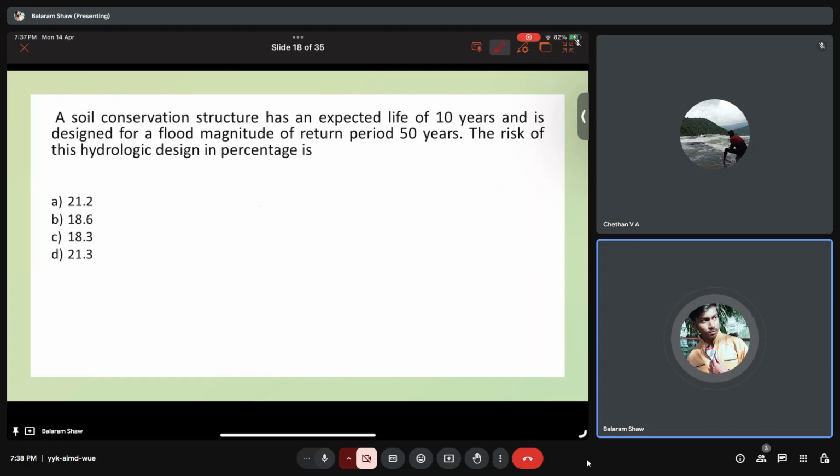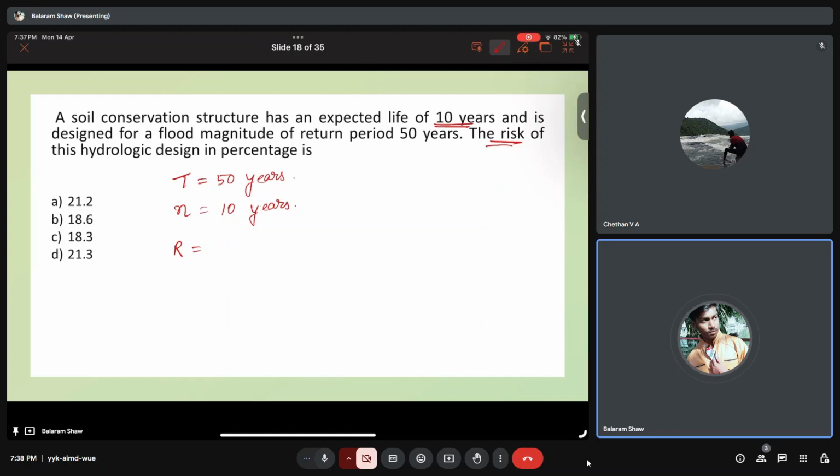So what is the return period? Return period T is equal to 50 years, right? And you need to calculate a soil conservation expected life of 10 years. So let's say expected life n is equal to 10 years. You have to calculate the risk. So how do you calculate the risk?